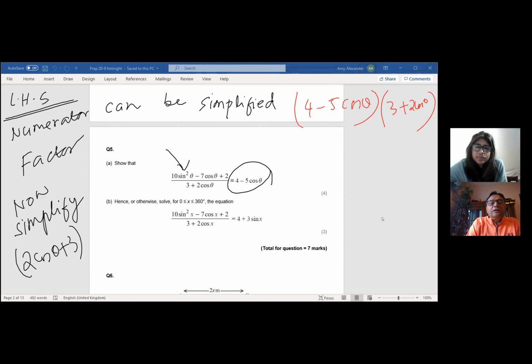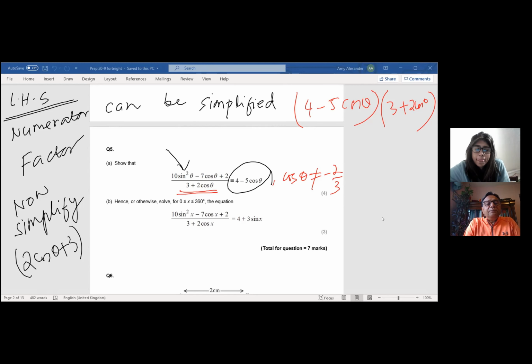So remember one thing, you have to write restrictions, right? So cos theta is not equal to minus 3 by 2. So remember this, that cos theta is not equal to minus 2/3. Is that okay? And that should be the first thing we write, whether or not they ask for it. Correct. That is very important.